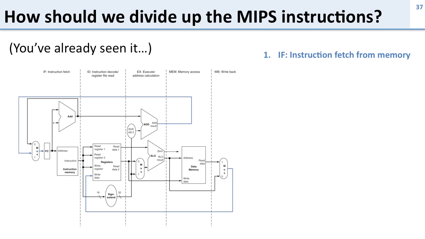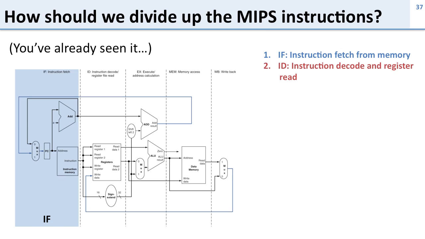The first stage is going to be IF, or instruction fetch. So in this stage, we're going to go and get the instruction from the memory. The second stage is called ID, or instruction decode. And in this stage, we decode the instruction and we do the register read. So here we're going to read the register and decode the instruction.